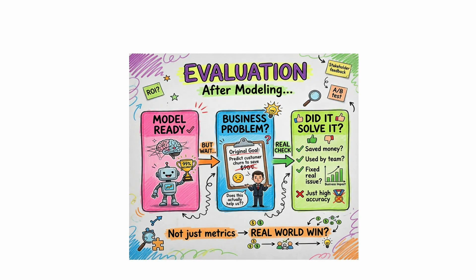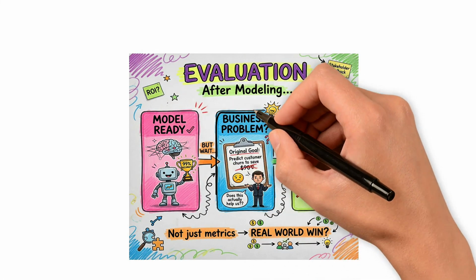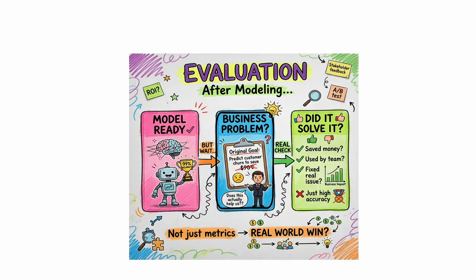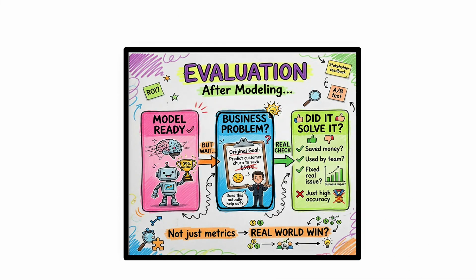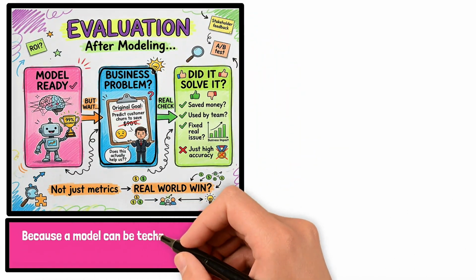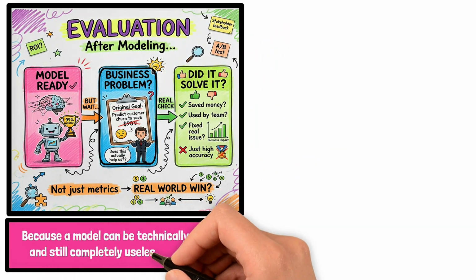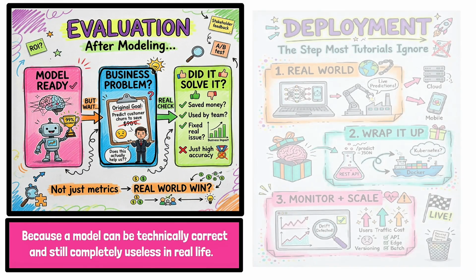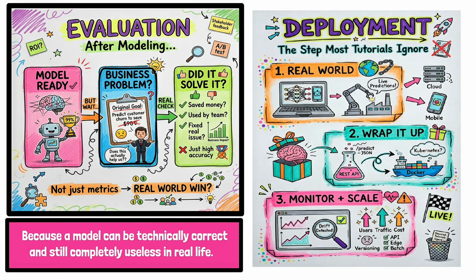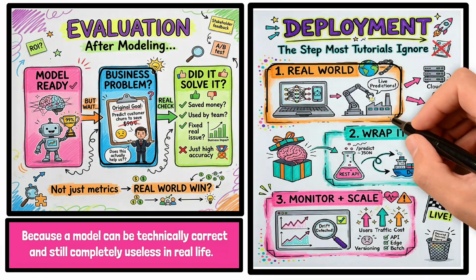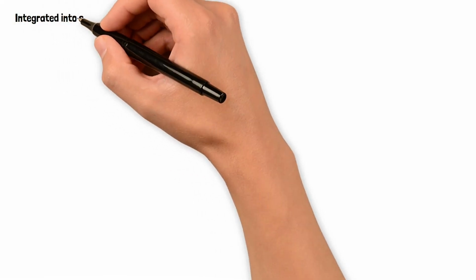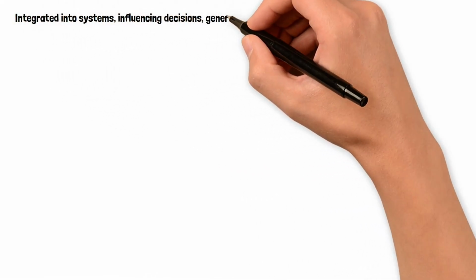After modeling comes evaluation. Checking whether the model actually solves the original business problem, not just whether it gives high accuracy. Because a model can be technically correct and still completely useless in real life. Finally, there's deployment, the step most tutorials ignore. This is where the model is actually used in the real world, integrated into systems, influencing decisions, generating value.